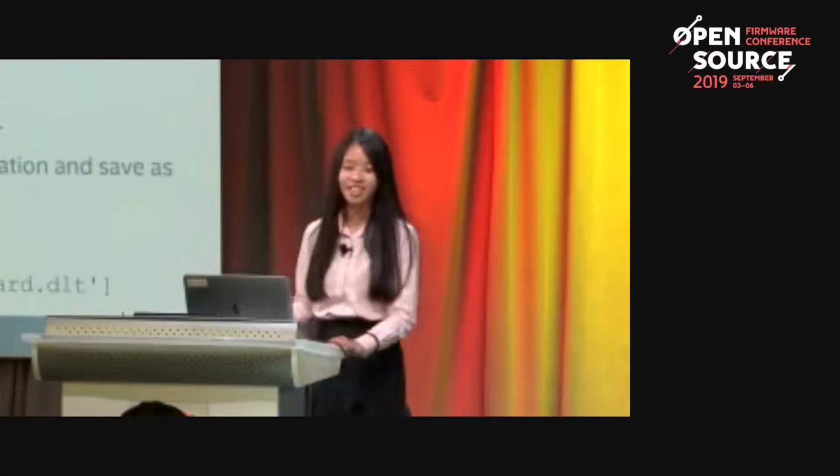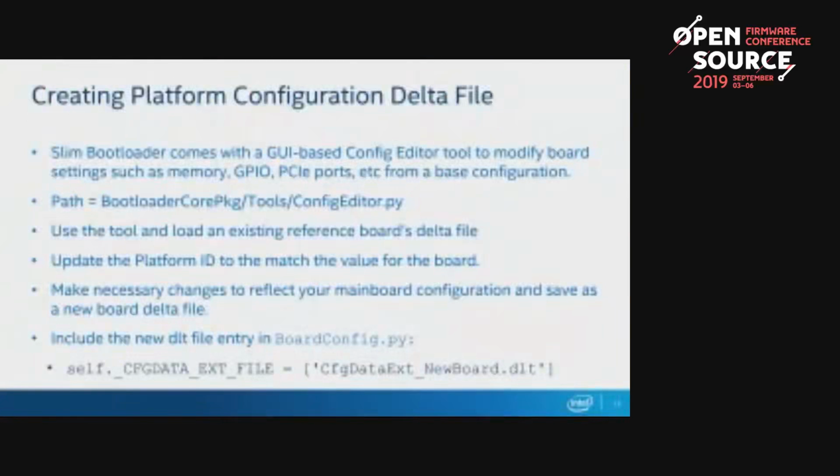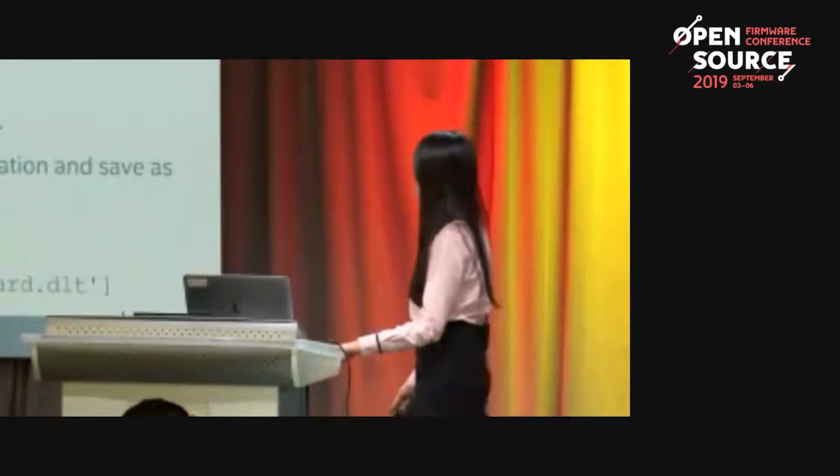Next, you have to create a platform configuration delta file. Slim Bootloader comes with a graphical configuration editor tool to let you modify settings such as memory, GPIO, and PCIe port from a base configuration. By proceeding to the path, you can access the ConfigEditor.py structure and use the tool to load an existing reference board delta file, and update the platform ID for the board. You can make any necessary changes to reflect your mainboard configuration and save it to the new board delta file. Lastly, you have to include the new delta file entry in the BoardConfig.py structure.